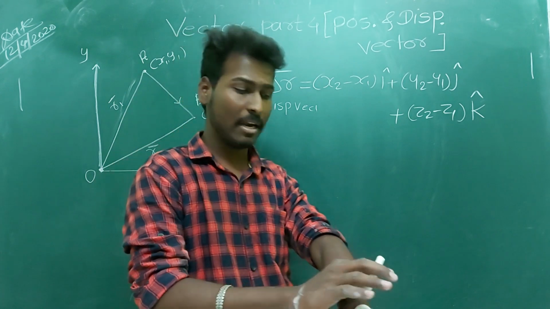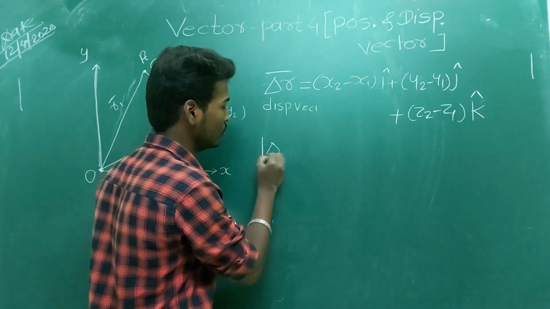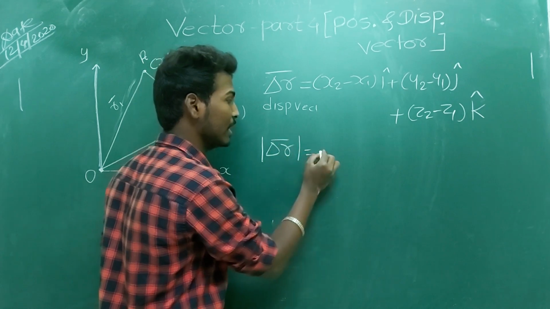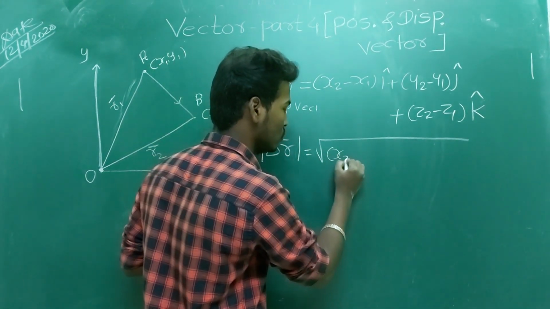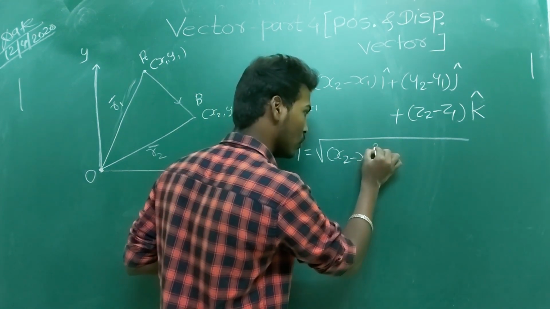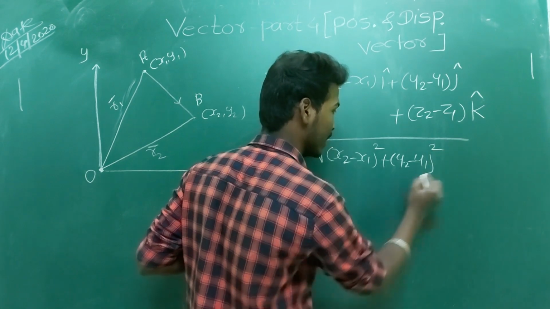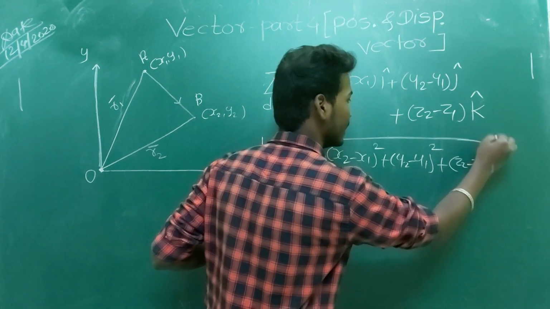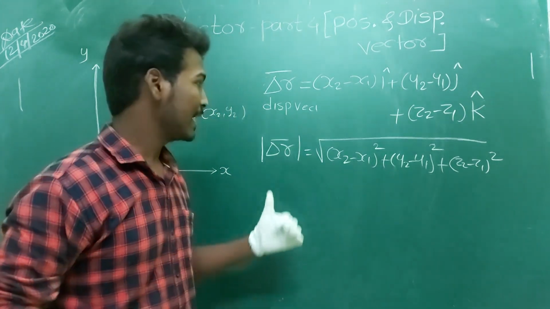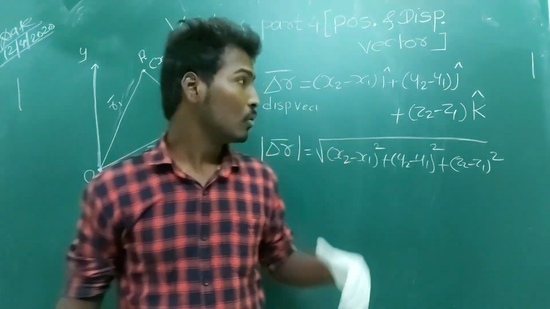So how to find the magnitude of displacement vector? It is also very easy. So magnitude of displacement vector is given as square root of x2 minus x1 whole square plus y2 minus y1 whole square plus z2 minus z1 whole square. It will give you the magnitude of displacement vector. Okay, so note down these things.